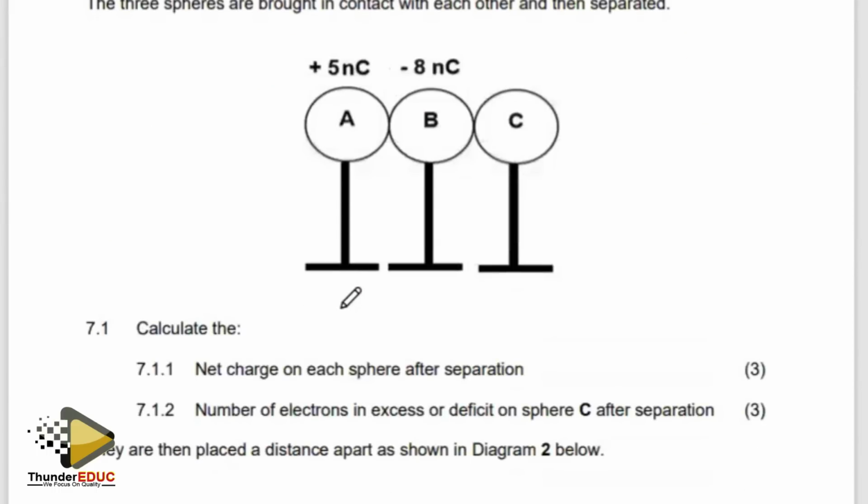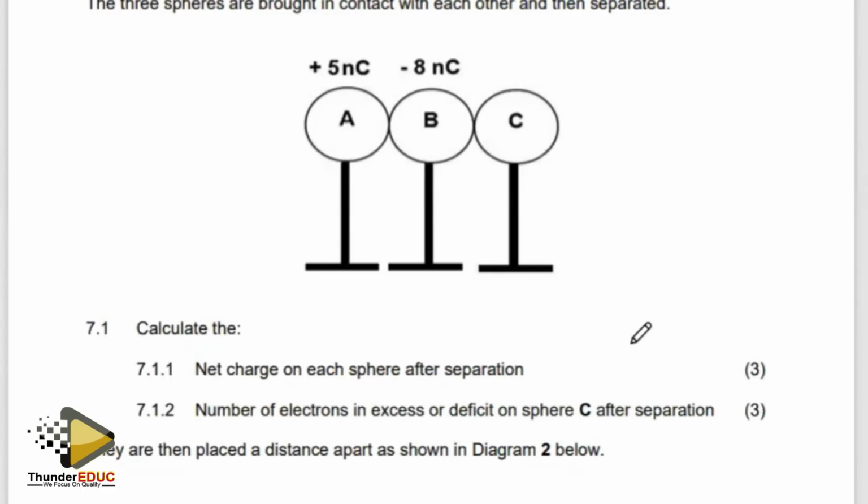Question 7. Question 7. 3 identical spheres. We have A, we have B, we have C, are placed on plastic stands as shown in the diagram below. The charge on A is +5 nanocoulomb, B is -8 nanocoulomb, and then C is neutral. The 3 spheres are brought into contact. Then they want us to get the net charge after separating.